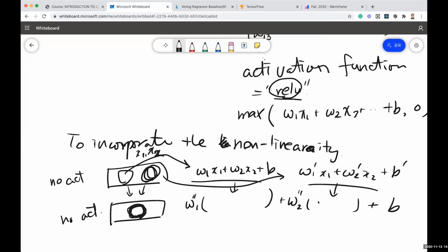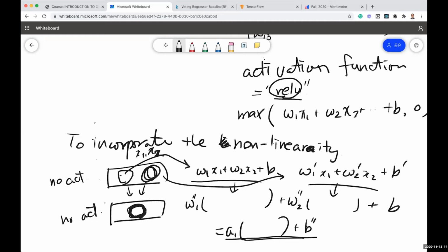And then if you do the calculations, since everything is linear, what you will get is finally a linear function. A1 plus something plus some intercept. So that will be your final result. So in this case, it doesn't matter how many layers you have and how many nodes you have, it will do almost the same thing.